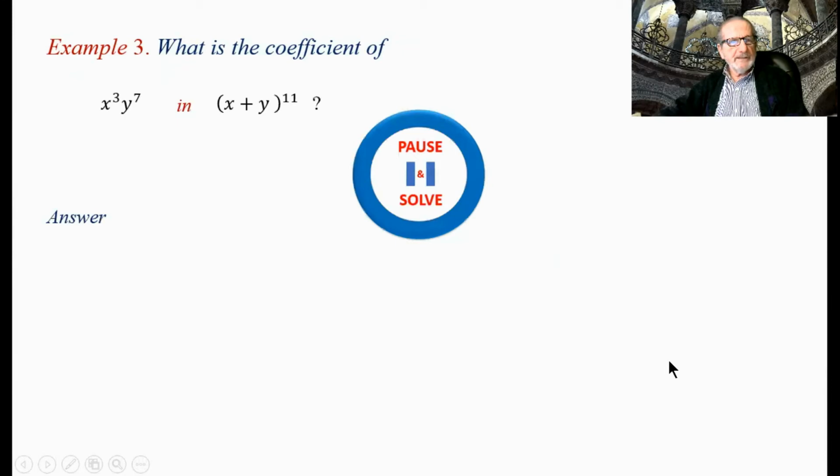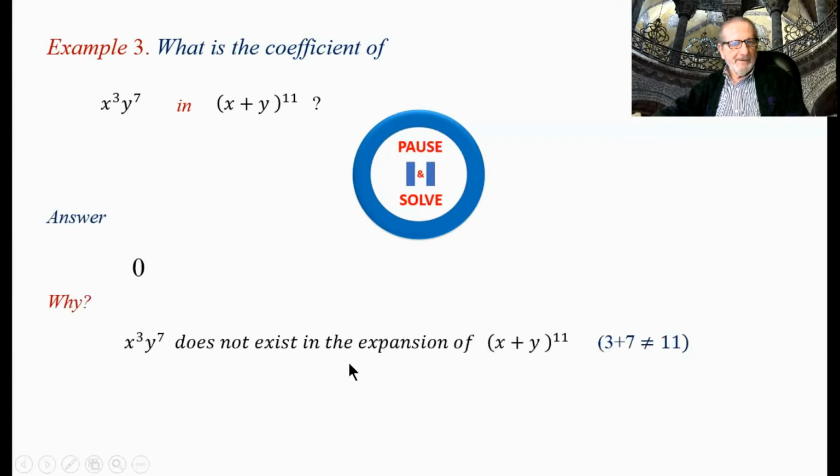Now we do some examples on your own. Now, what is the coefficient of x to the power 3, y to the power 7 in x plus y to the power 11? Pause and solve and come back, please. Okay, then the answer is 0. This term is not going to show when you expand this, because 3 plus 7 is not equal to 11.